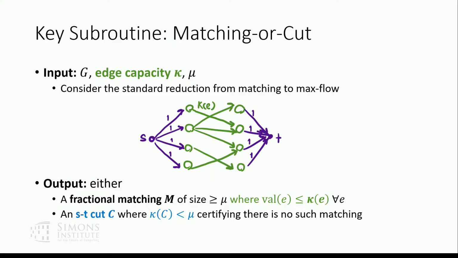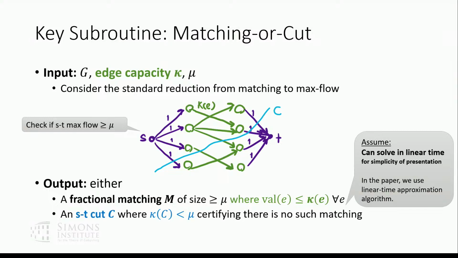The way you do this is you could just convert to a flow problem, and then run blocking flows, or you can just solve it directly as a matching problem. The point is you just check, is the max flow mu with these capacities? If not, there must be a cut. You can also formulate this cut directly as a matching thing, but I think it's easier to think of as a flow cut. So we're just going to assume that we can solve this subroutine in linear time. We can only solve an approximate version of it in linear time, but let's say you can just solve the exact version.